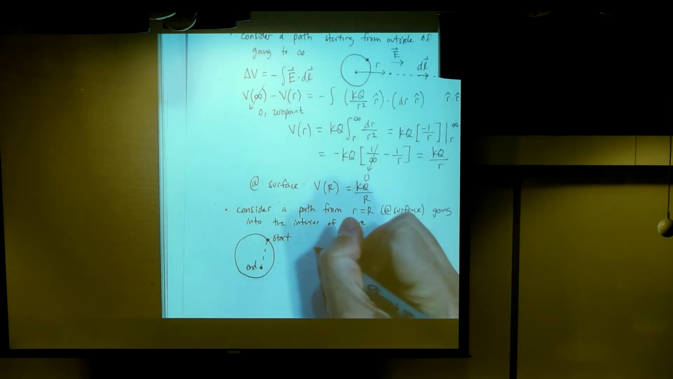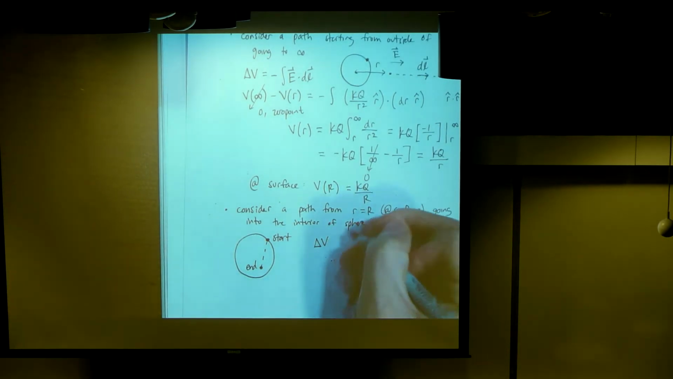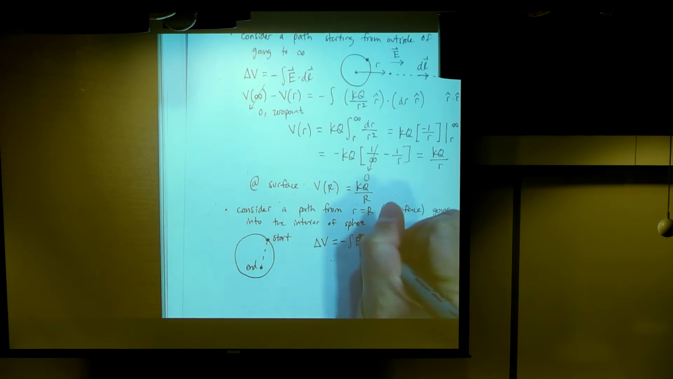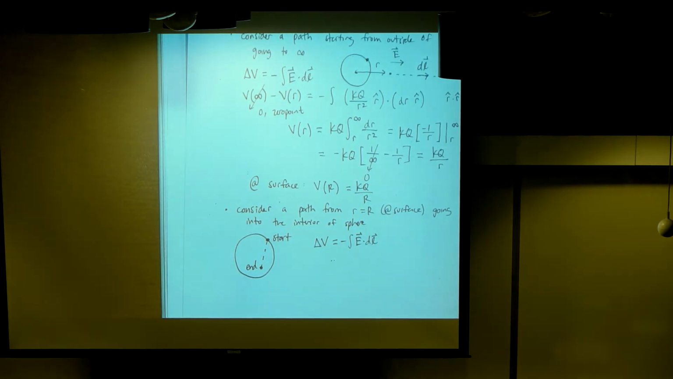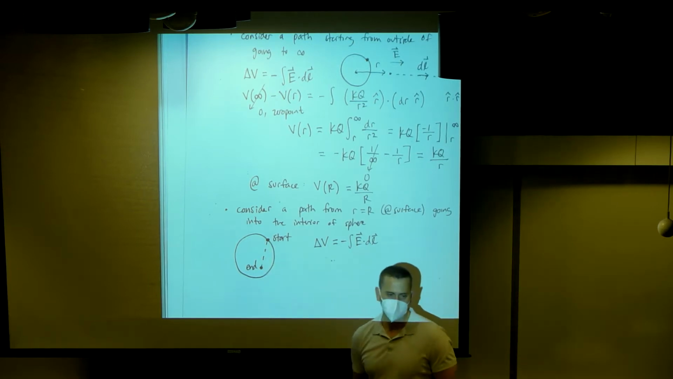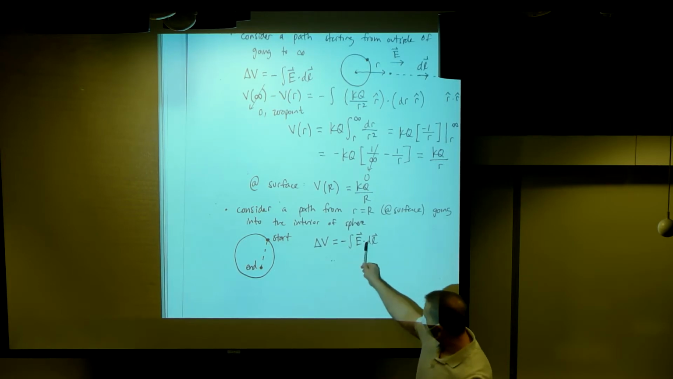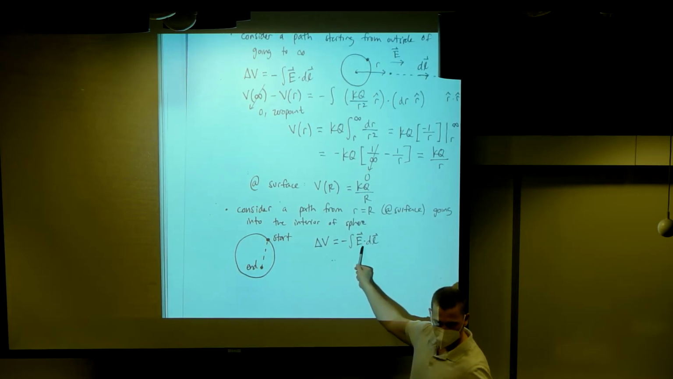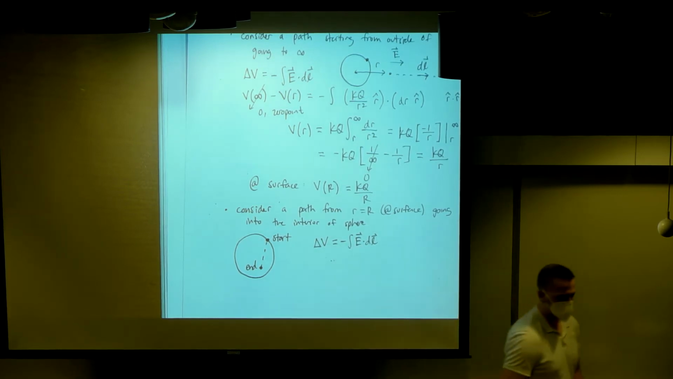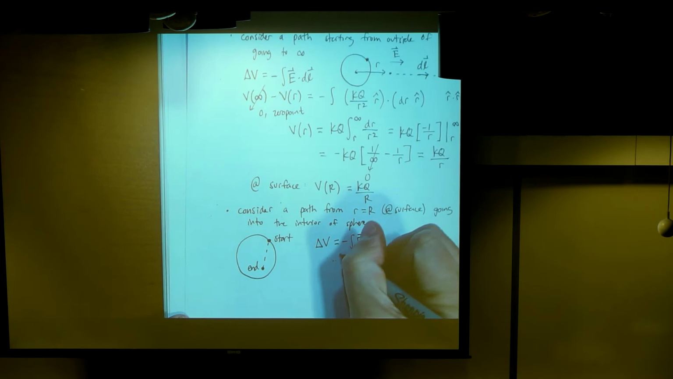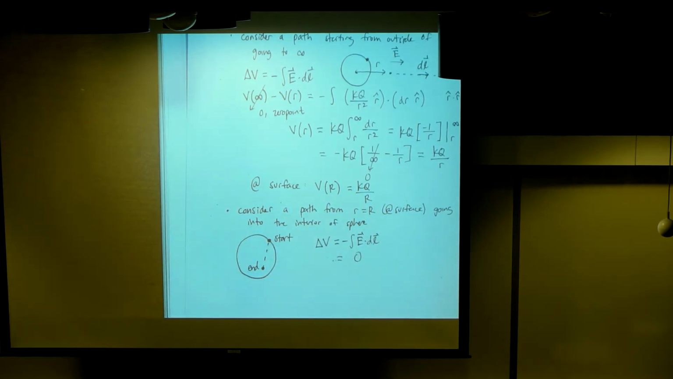Okay, and what do we say? Delta V for whatever path we choose is equal to minus E dot dl, okay? Integrated over the path. But over this whole path, I'm inside of the sphere, correct? And what do we know about the electric field inside of this sphere? It's zero, right? That means this whole integral is just zero, because E at every single point along the path is equal to zero. Remember, we're inside of a conductor, so we know that's the case, right?